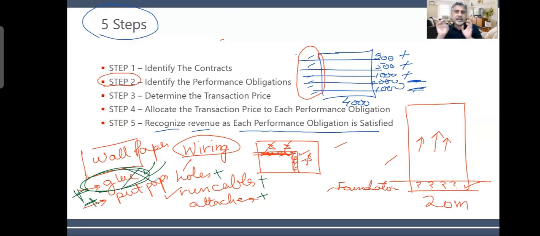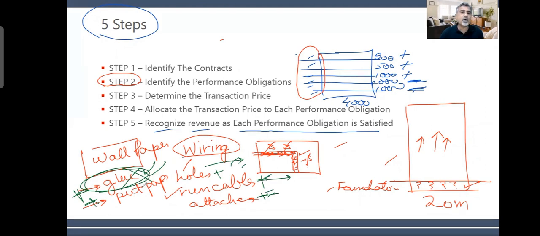So remember that any part of the service which has a separate market price counts. If I ask someone in the market what is the price for putting holes in the wall, they would say $2 per running meter. What is the cost for putting cables? Maybe $2 per running meter. What is the cost of attaching an electric lamp or switch? They would say $1 per switch. So these have separate prices in the market and they have separate usage.